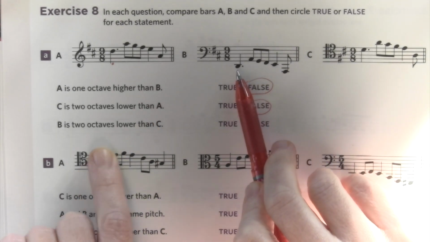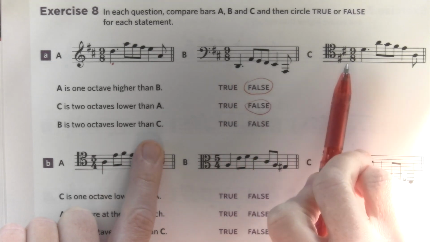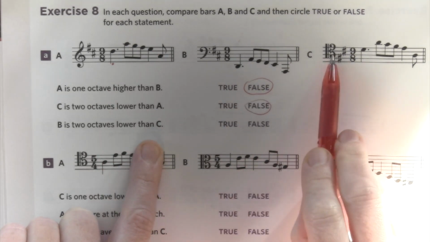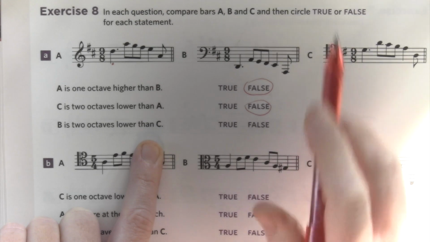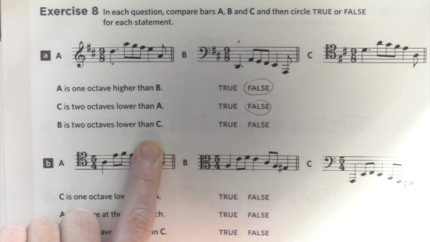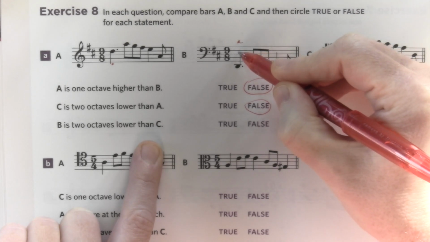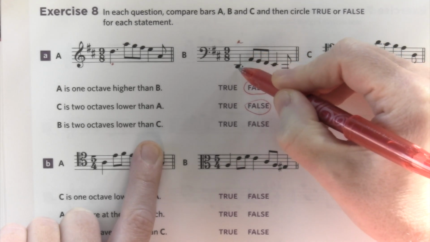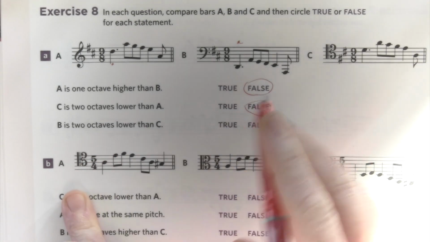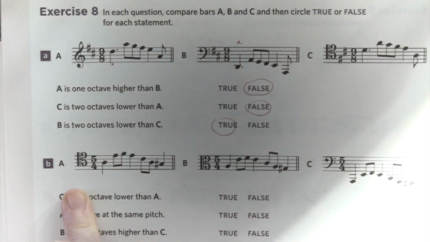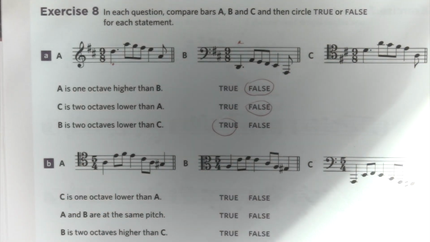B is 2 octaves lower than C. Okay, so this is Re above middle C. So again, it would be here. Okay, this is the other one, and this is ours. So it is 2 octaves lower. That is true. Does this make sense?